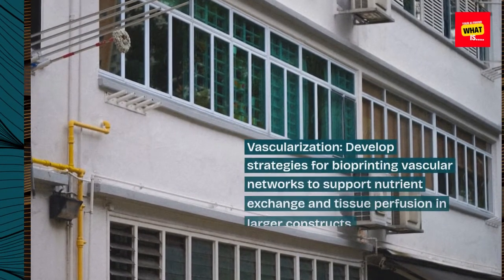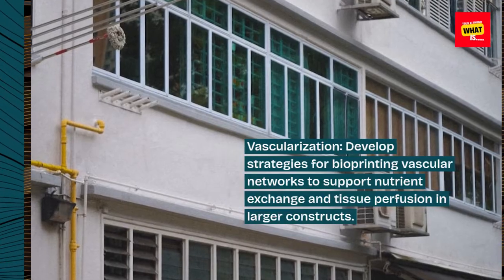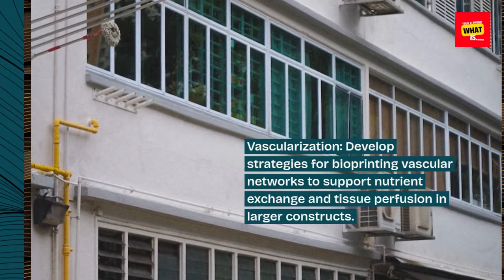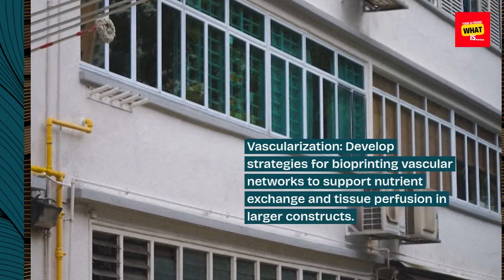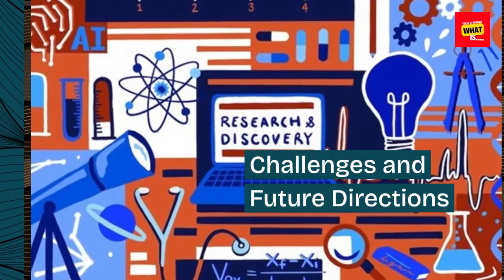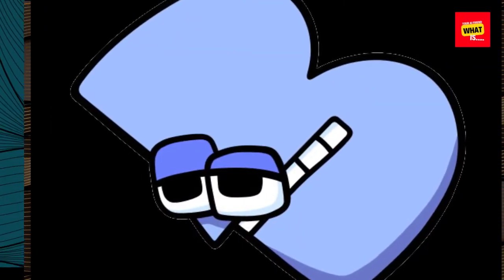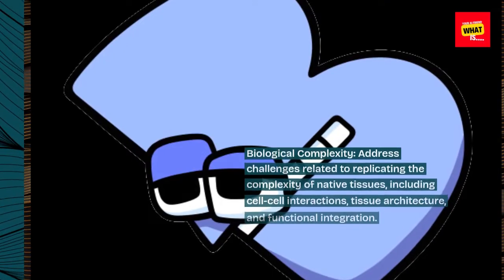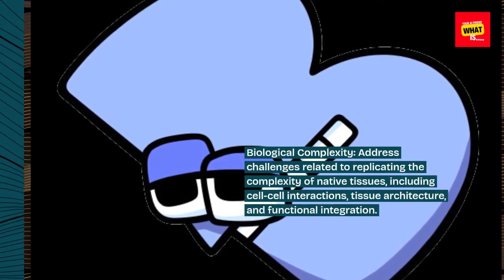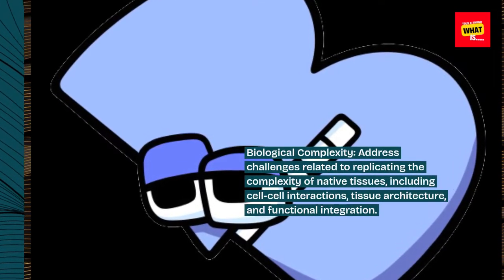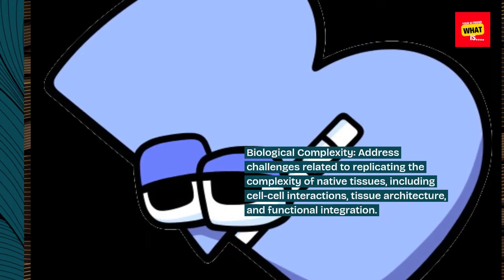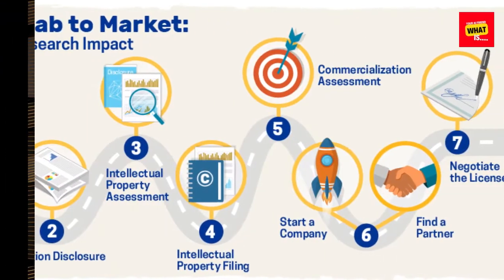Vascularization. Develop strategies for bioprinting vascular networks to support nutrient exchange and tissue perfusion in larger constructs. Challenges and future directions. Biological complexity. Address challenges related to replicating the complexity of native tissues, including cell-cell interactions, tissue architecture, and functional integration.